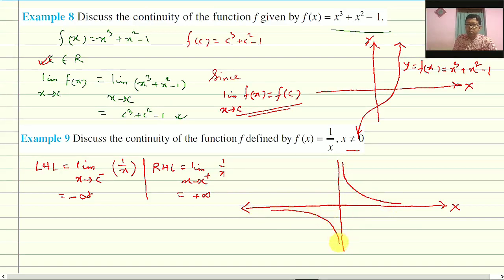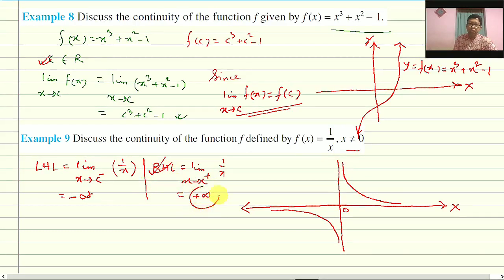Okay, this is a rectangular hyperbola. So observe carefully, at the point x is equal to 0, the function is going to positive infinity. That is, RHL is going to positive infinity.